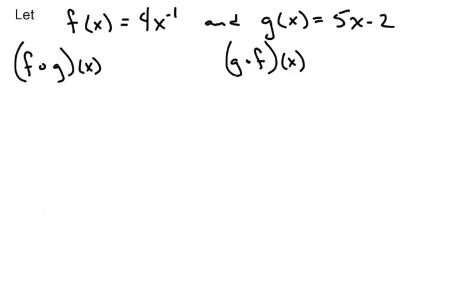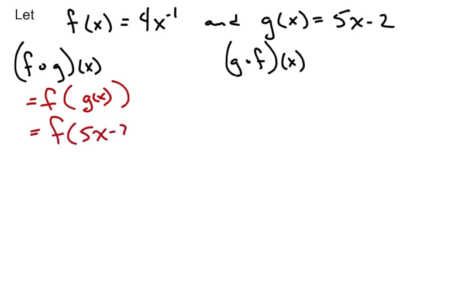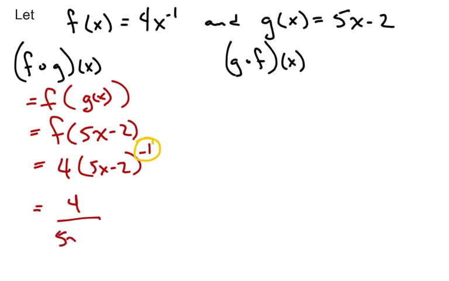Let's do it again. Let's let f of x equal 4x to the negative 1, and g of x is 5x minus 2. So if we want to find f of g of x, g of x, we said, is 5x minus 2. So we're going to take that 5x minus 2 and plug it into f for x. Now we can simplify this a little bit more because we have this negative power, and what a negative power does is take the base and put it in the denominator. So now we have a simplified expression.